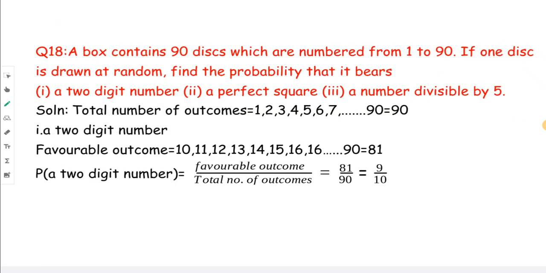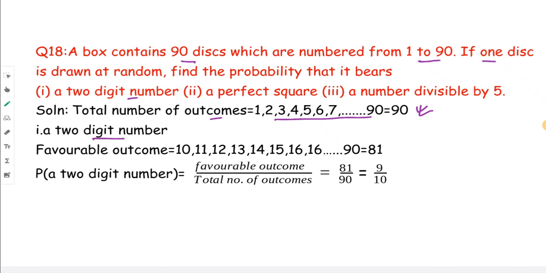Question 18. A box contains 90 discs which are numbered from 1 to 90. If one disc is drawn at random, find the probability that it bears, let's do one after the other, right? A 2-digit number. Then the total number of outcomes, so 1, 2, 3, 4, 5, 6, 7, 8, 9, 10, it goes on till 90, because remember the discs are numbered from 1 to 90, which means my total number of outcomes will be 90. First was a 2-digit number, right?